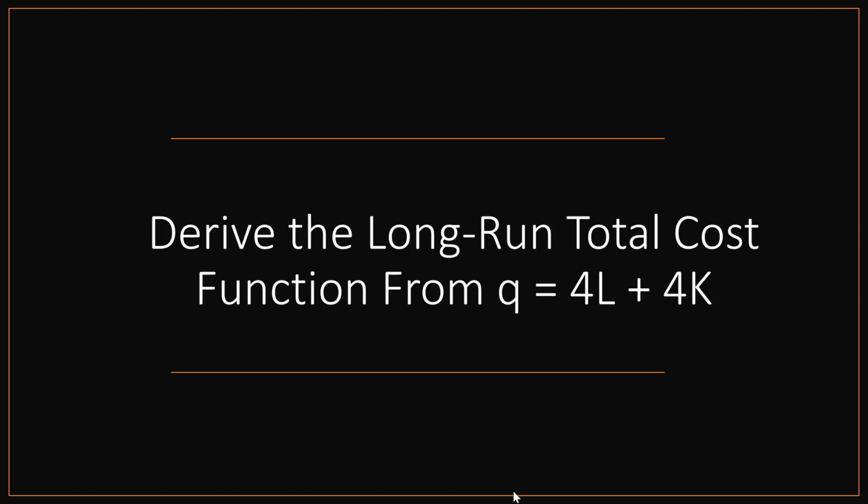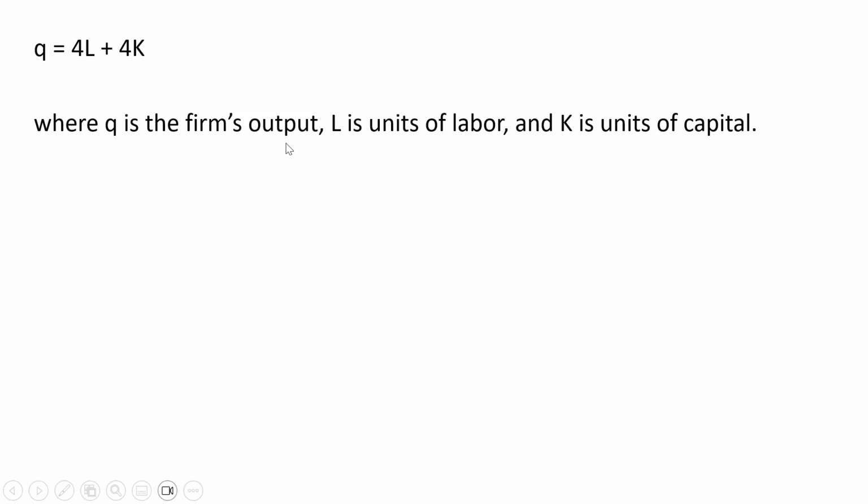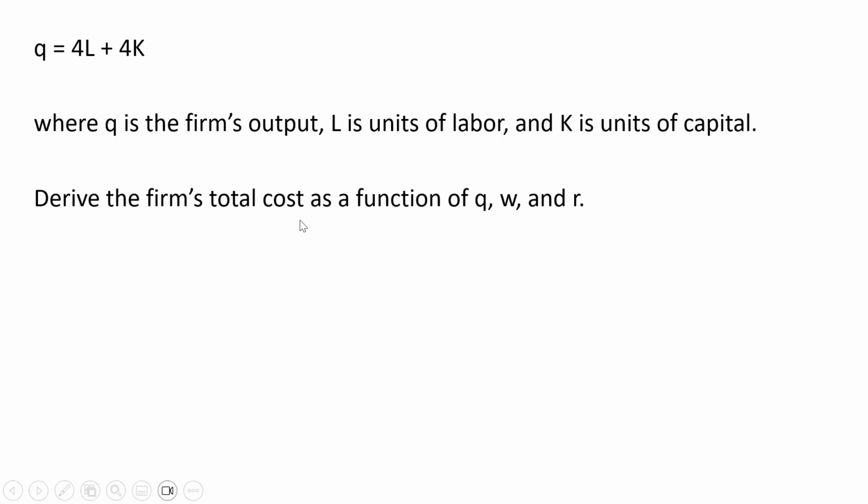Hello, in this video we're going to derive the long-run total cost function from the production function Q equals 4L plus 4K. Here's the firm's production function, where Q is the firm's output, L units of labor, and K units of capital. We want to derive the firm's total cost as a function of Q, W, and R.